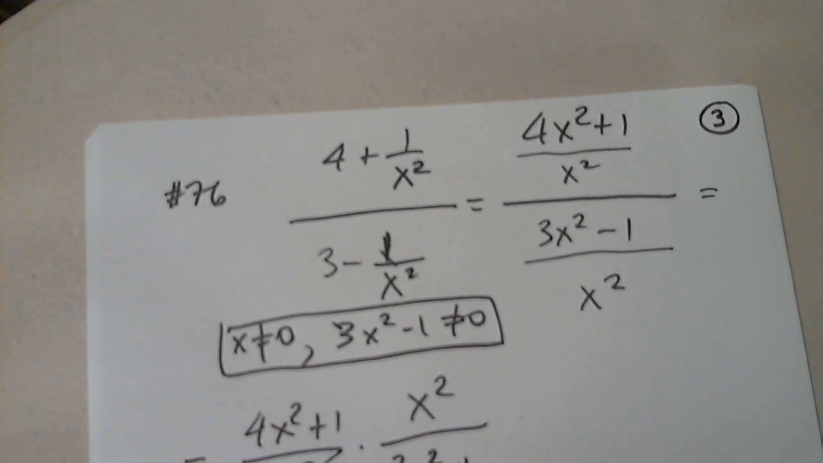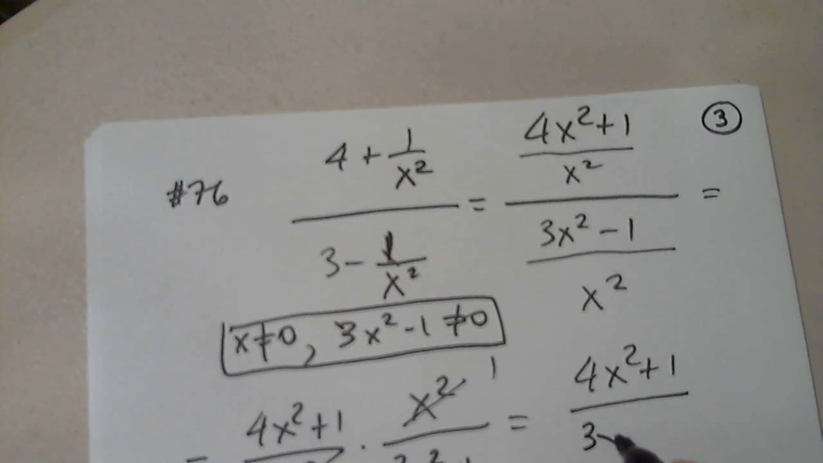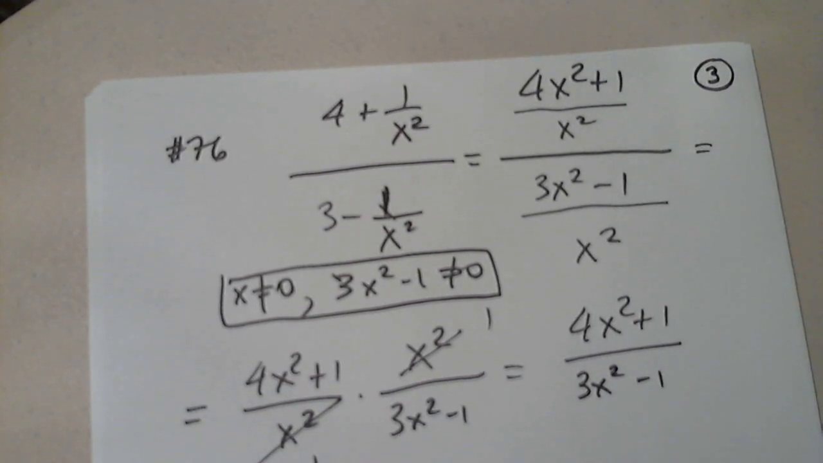All we need to do now is simplify. There is nothing else we can do. 4x squared plus 1 over 3x squared minus 1. And this is it. So let's take a moment and see if we have any questions on this problem. Any questions here?